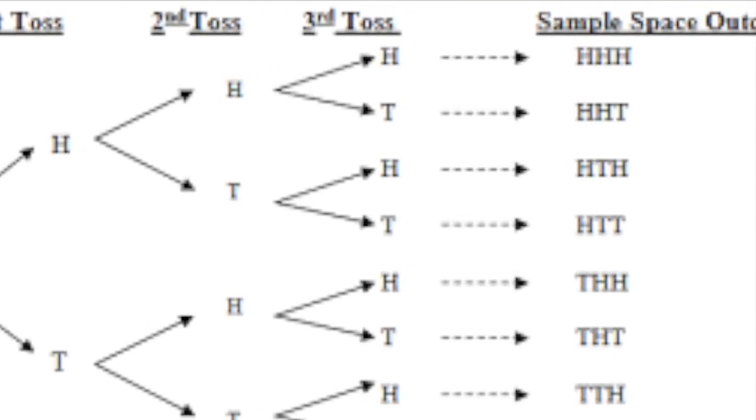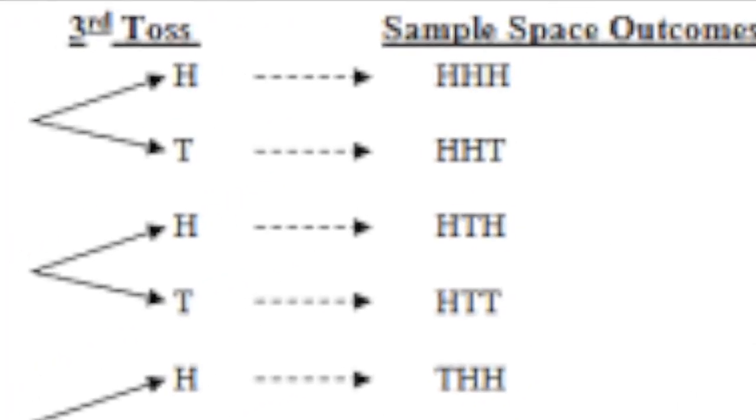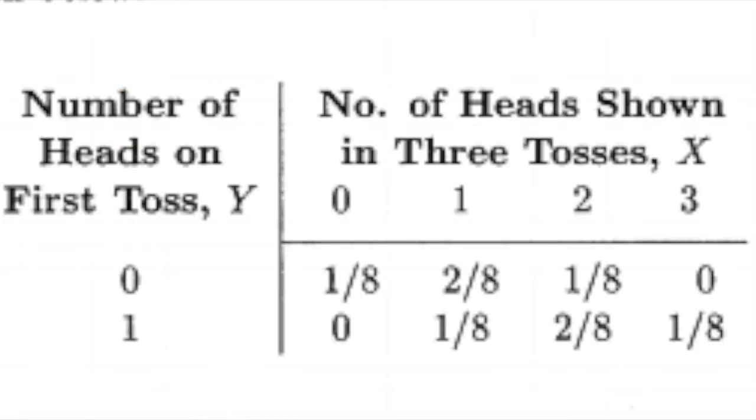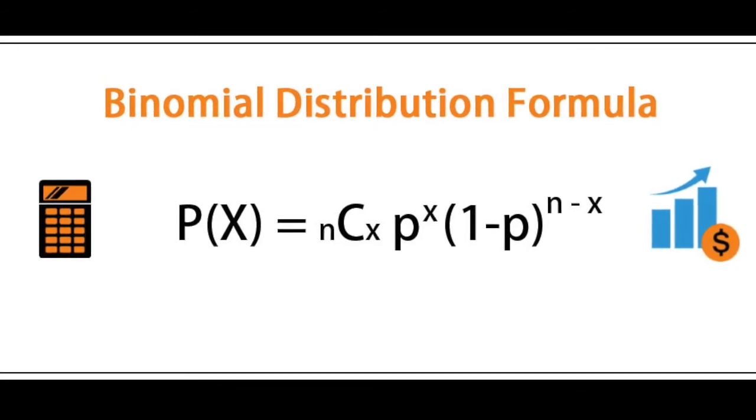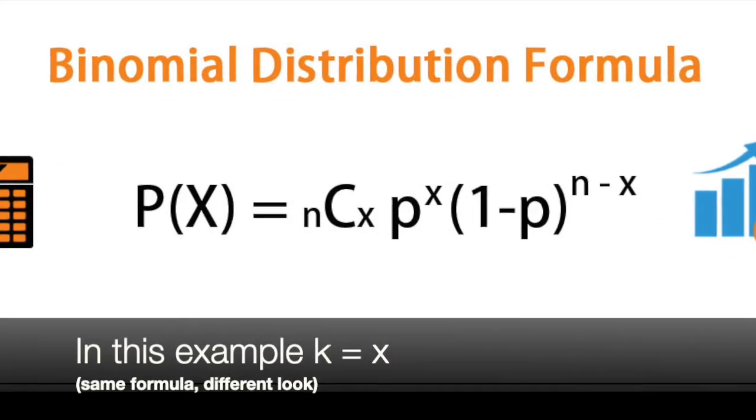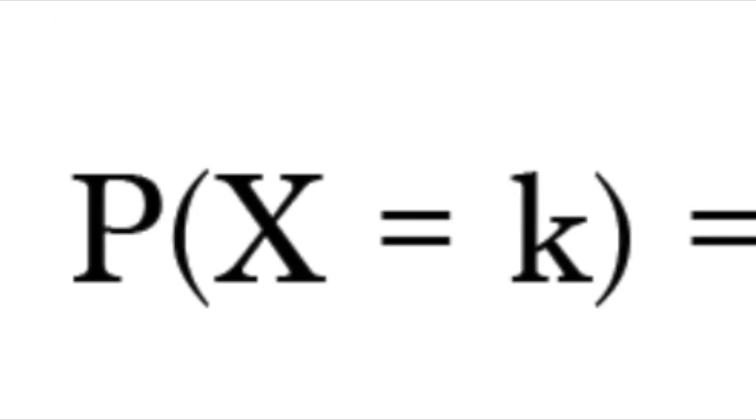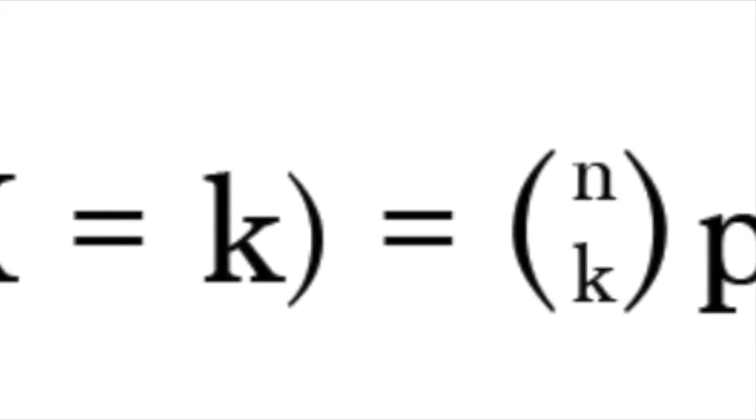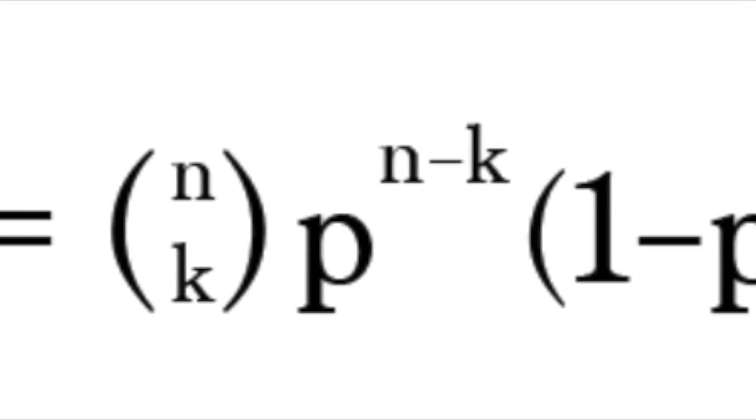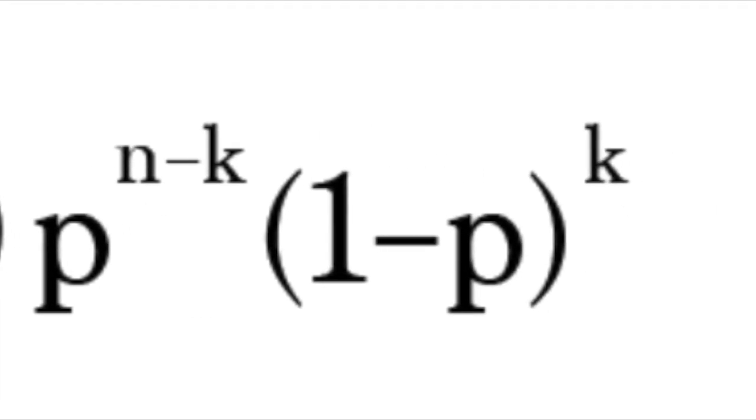If we design an experiment with 3 trials, or 3 coin tosses, and want to know the likelihood of tossing heads, we can use the probability mass function for the binomial distribution, where n is the number of trials and k is the number of successes. As you can see, the formula is very similar to the binomial theorem, except there's no summation, and we have p's and 1 minus p's.